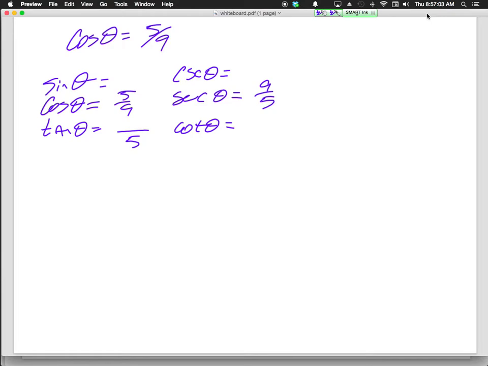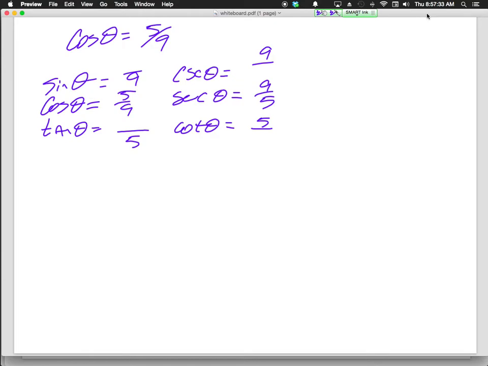The numerator of the cotangent is 5. All right, what else do I know? The denominator of sine is 9. And the numerator of cosecant is 9. So all I'm missing is one side. Once I find that one side, all I've got to do is plug it in. So the question is, what do I need to do to find that missing side?